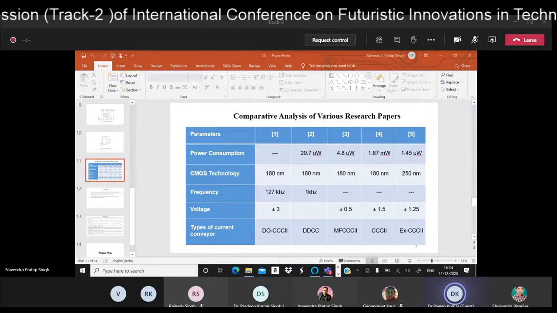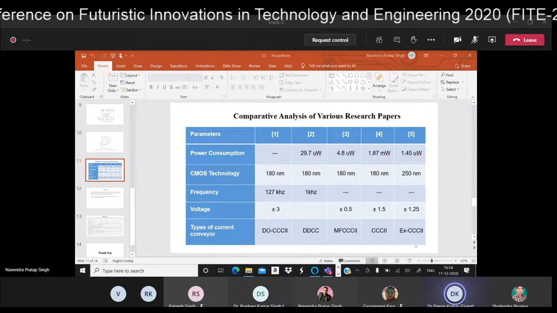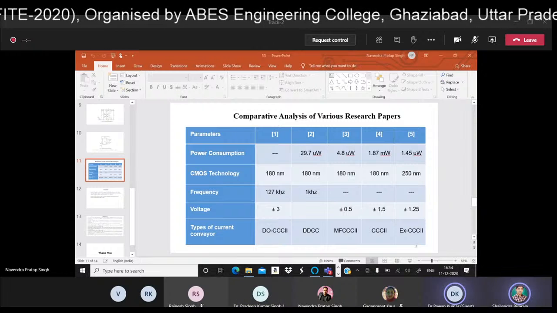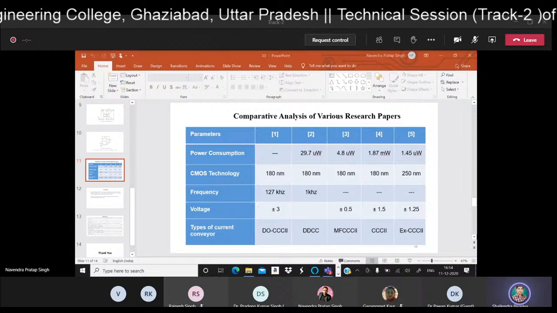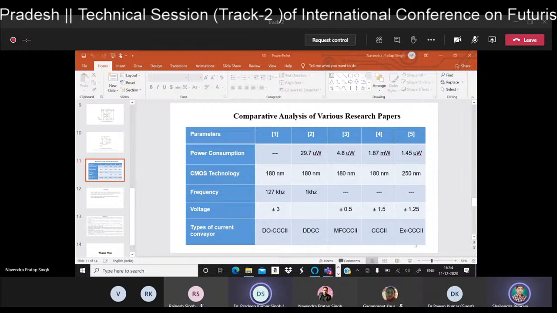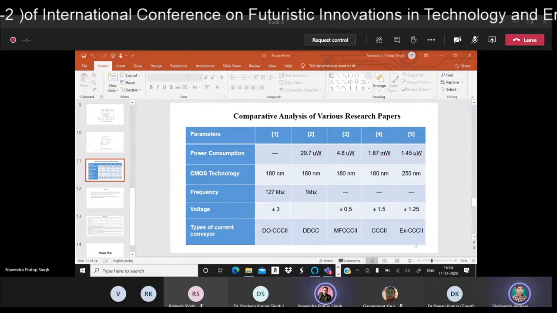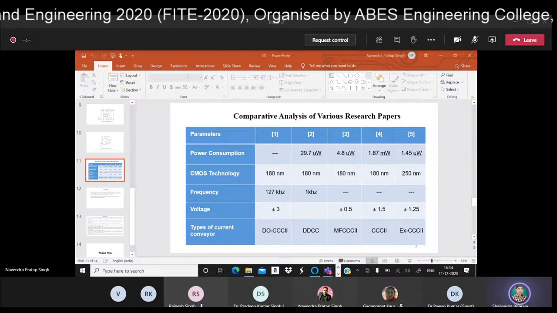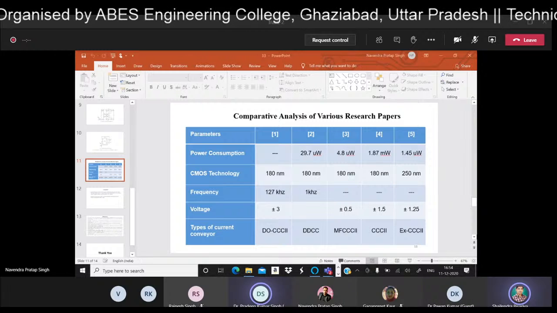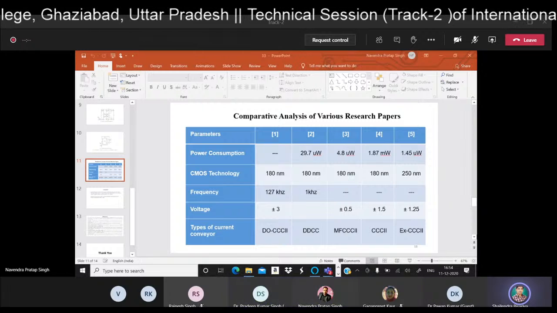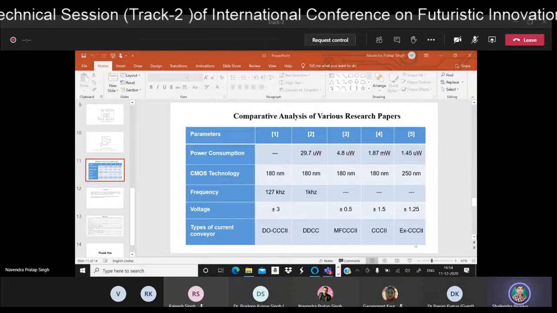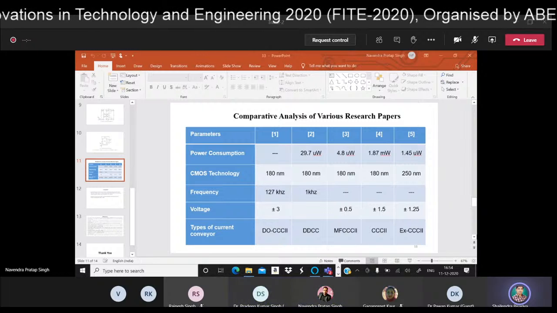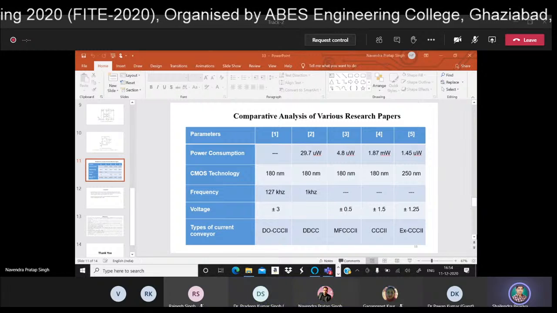Whereas in the reference fifth, the technology involved 250 nanometers. Yes, sir. That's what I am saying, that in all the research papers which are there at present, the minimum technology used is 180 nanometer. Otherwise, it is 250 nanometer, 350 nanometer, 500 nanometer, or more than that.